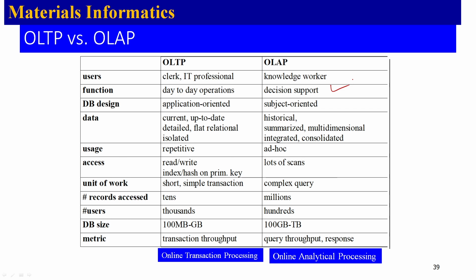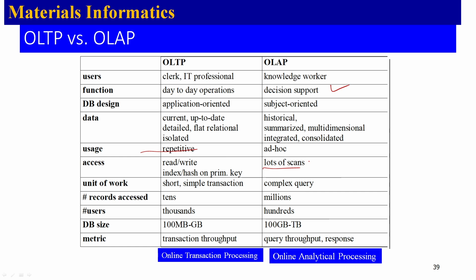Normally, usage for OLTP is very repetitive. Many people will use it many times, but OLAP is always ad hoc. It doesn't depend on how many people are using it at a time. It will always be ad hoc. Accessibility will be read or write, index or hash on primary key, but OLAP will be accessed by lots of scans.